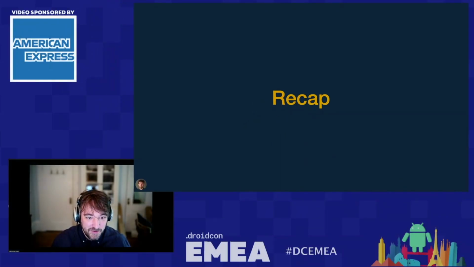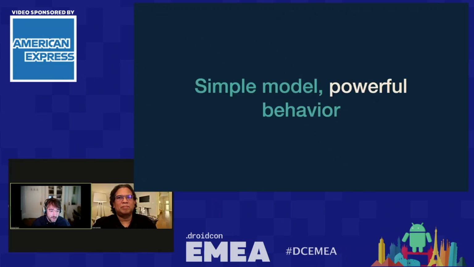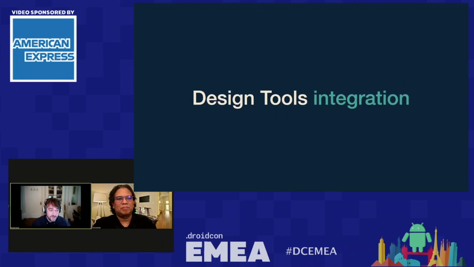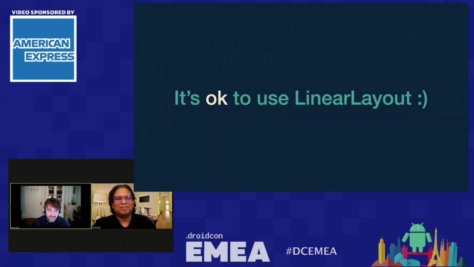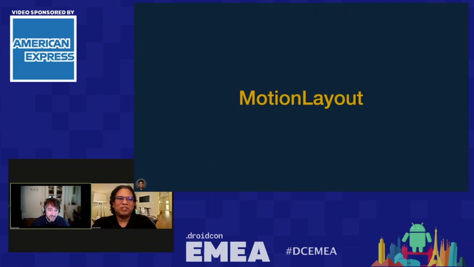So a quick recap on everything. Next. So basically, with ConstraintLayout, we're trying to build up something from a simple model, but with powerful behaviors that you can reuse. We have this design tools integration in Android Studio, which is pretty important so that you have all those tools to help you create your layouts. You can use LinearLayout, that's fine. We're not going to shout at you. Also, if you want interesting group behaviors with wrap content and with automatic wrap for your elements, Flow is really handy. And for MotionLayout, John?